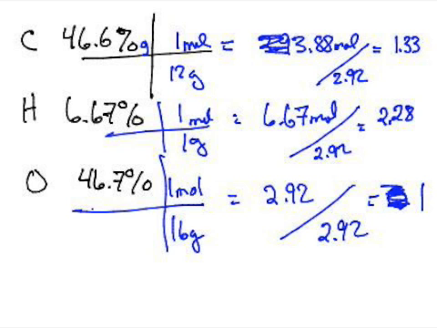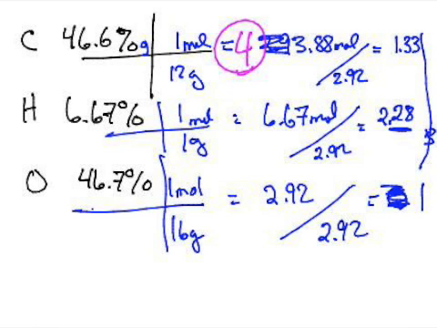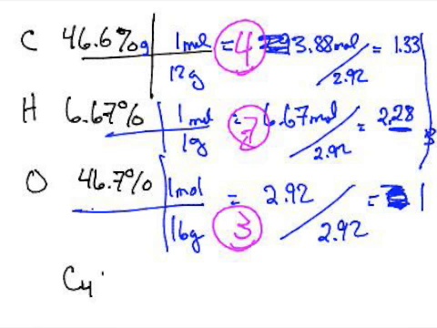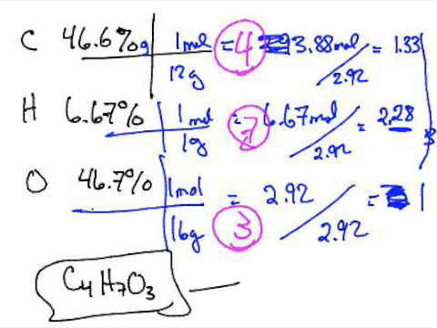So this is probably a bit of a weird problem. Looks about like 3. We're going to call that a 3. So 1.33 times 3 is 4. 2.33 times 3 is 7. And this will, of course, be 3. So this will be C4H7O3. This is called the what formula? That's the empirical formula. That's our lowest.